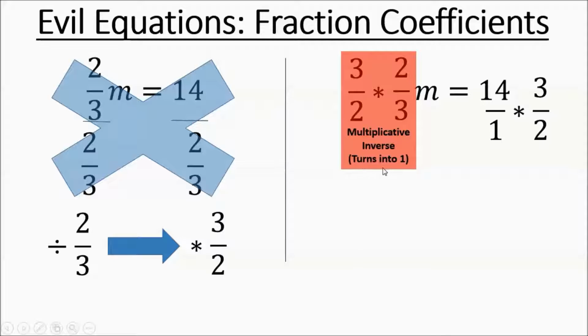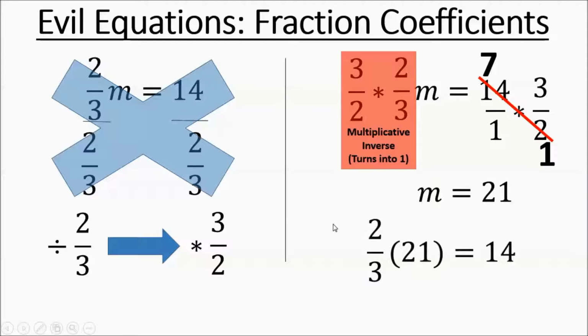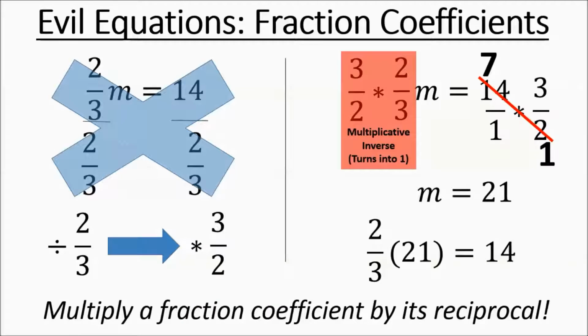It turns into 1. Now over here you can do some cross-canceling. You can divide out a 2 into both of them. So you have 7 times 3 over 1 times 1. You don't even need to worry about the 1 times 1 anymore, since a denominator of 1 just makes it into a whole number. So I'm going to drop down the m, and I'm going to do 7 times 3, and I get 21. If you do 2/3 of 21, you're going to get 14, if you work all that out. So you always multiply a fraction coefficient by its reciprocal if you're looking to get rid of it.